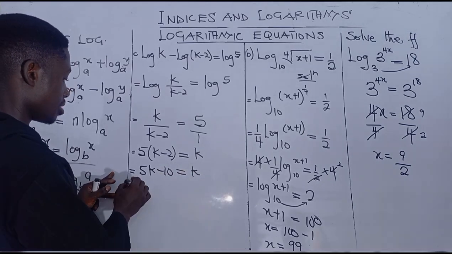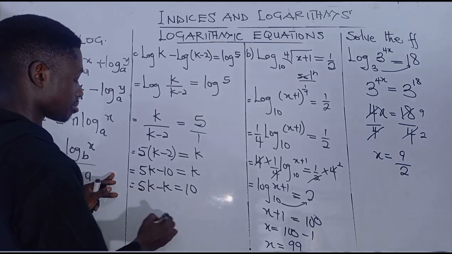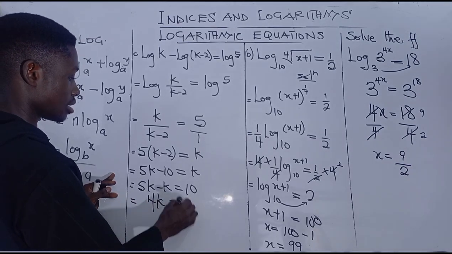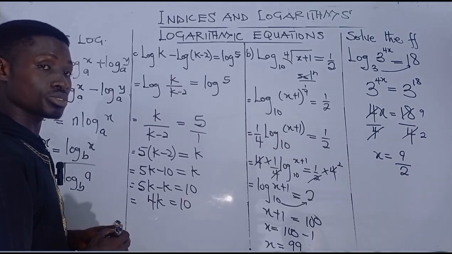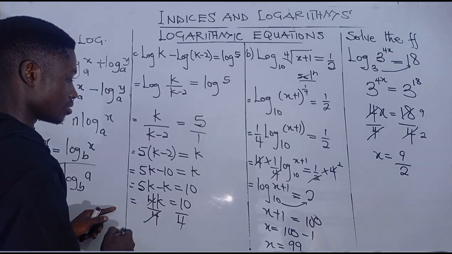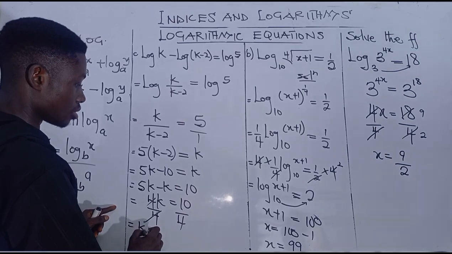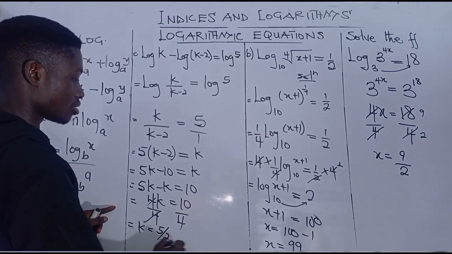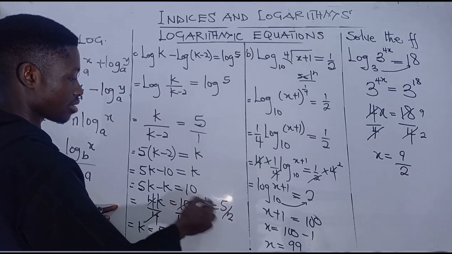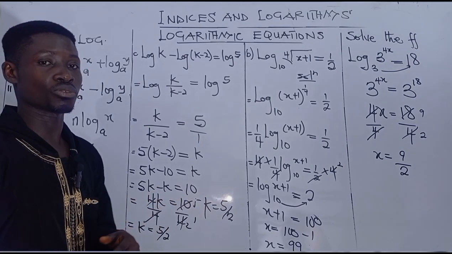Let's group like terms. So we have 5k minus k is equal to 10. This and that will give us 4k is equal to 10. We are looking for k, so what do we do? We divide both sides by 4. This and that will go. We have our k is equal to 5 over 2, as easy as that. Let's look at our next set of questions.